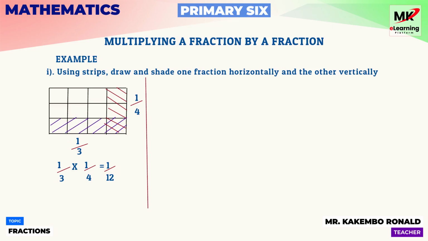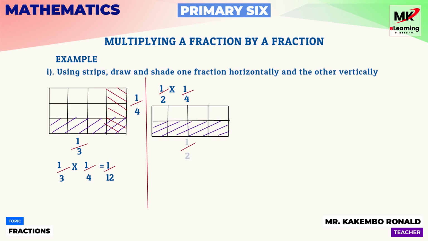Let's look at another one. A half times a quarter. A half is 1 out of 2 and a quarter is 1 out of 4, multiplied. Draw a strip, show a half horizontally and shade it.